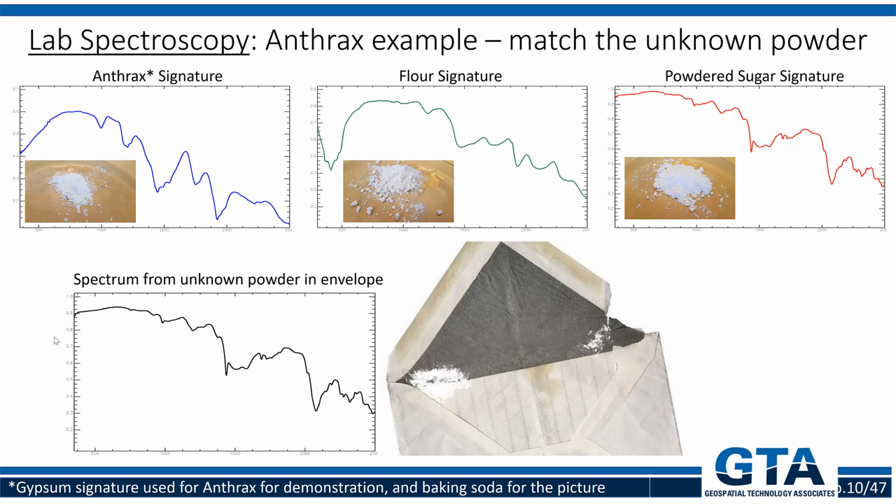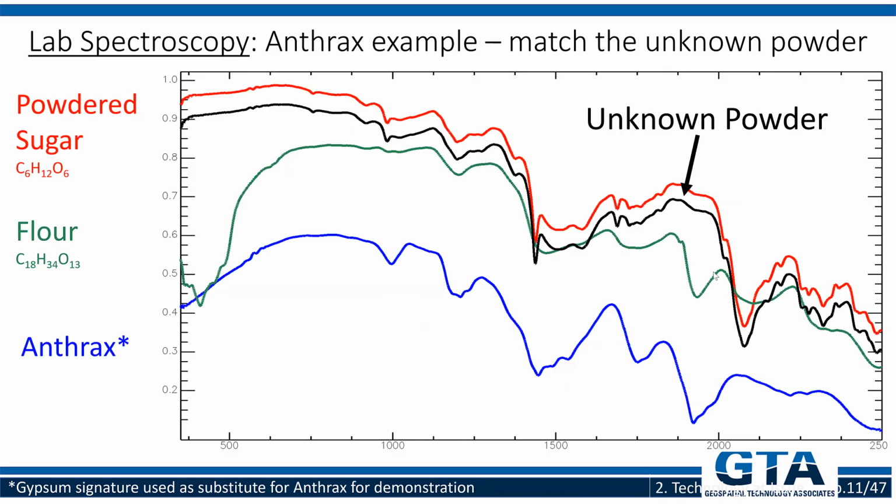And so what we would do is we would collect a spectrum off the white powder from the envelope, and then try to compare it to these three different known signatures to determine what type of material is present in the envelope. And if you haven't yet been able to compare the features here to determine what material is in our envelope, go to this slide.